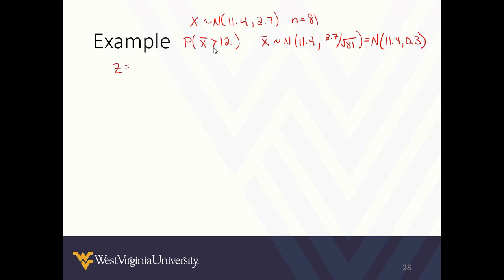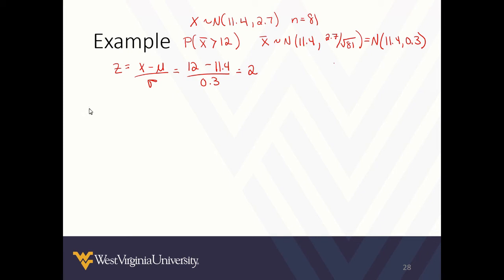Okay, but jumping back into our z-score, so we were talking about having greater than 12, plugging in our mean. Remember, z is equal to x minus mu divided by sigma. X in this case is 12 minus our mu of 11.4 divided by our sigma of 0.3, and this will give us a z equal to 2.